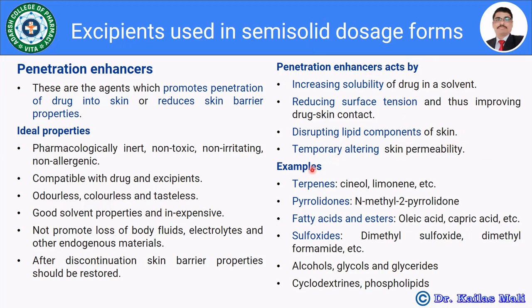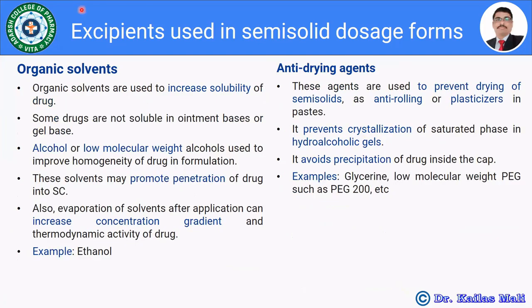Moving towards the examples, this is a very short list. Very first one, terpenes, for example, cineol, limonene, then pyrrolidone and N-methyl-2-pyrrolidone are examples. Then fatty acids and esters like oleic acid, capric acid, sulfoxides, for example, DMSO and DMF, that is dimethyl sulfoxide and dimethyl formamide. Then alcohols, glycols, glycerides, cyclodextrins, and phospholipids. Moving towards the organic solvents.